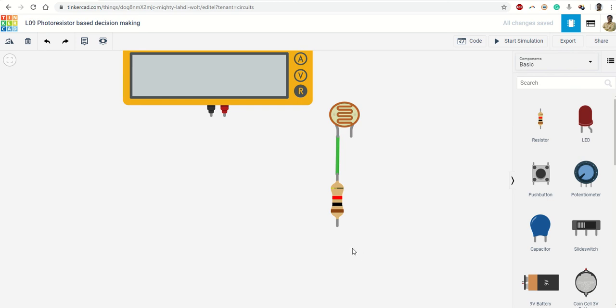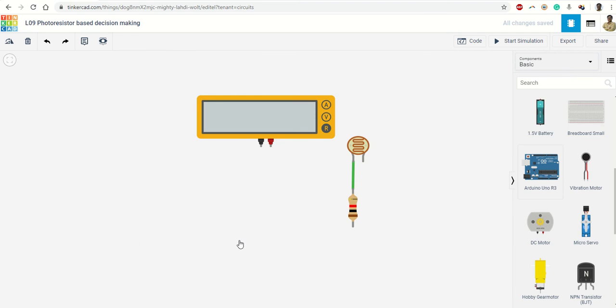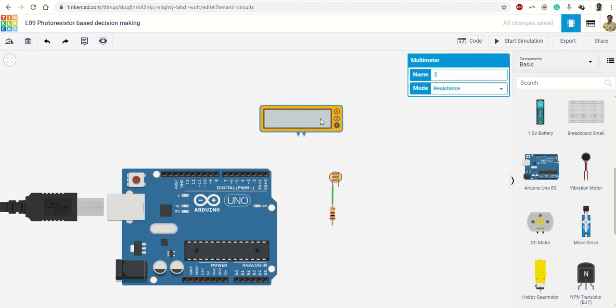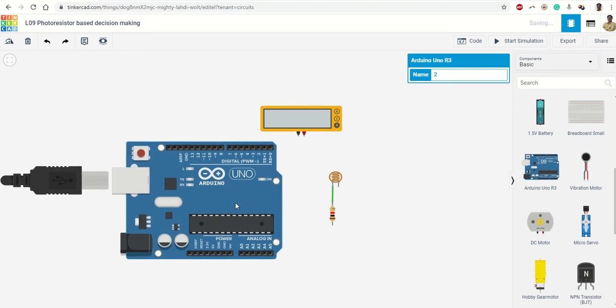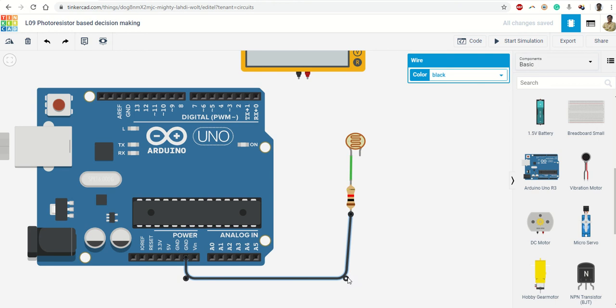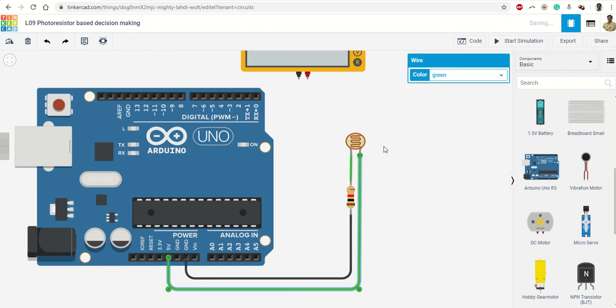I can attach a battery here to test it, but let us directly take an Arduino board, and we will use the Arduino board power to make the potential divider. So I take ground, and I can connect ground here. I can connect ground on the other side as well, and then I take 5 volt and I connect it on the other terminal, and we label it red. So now these two are connected.